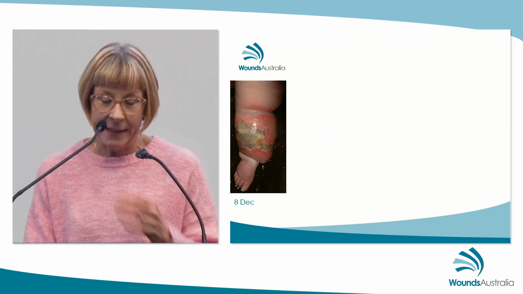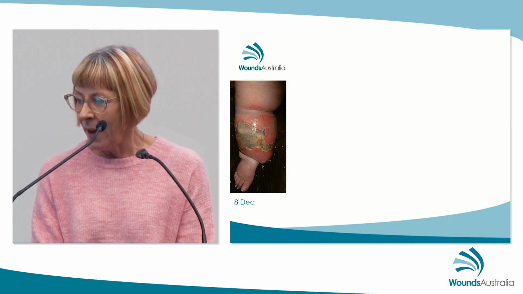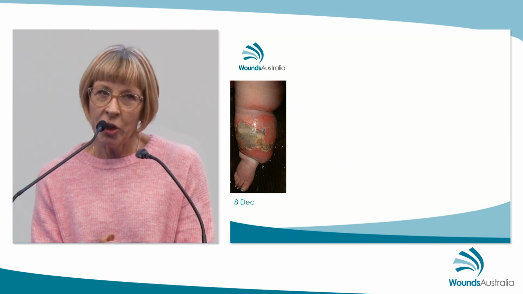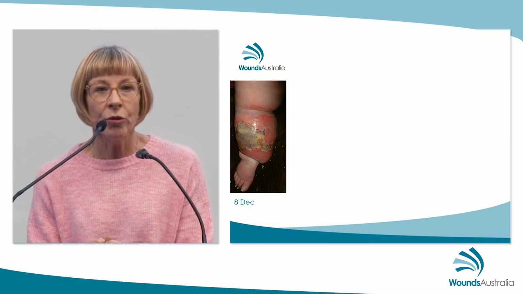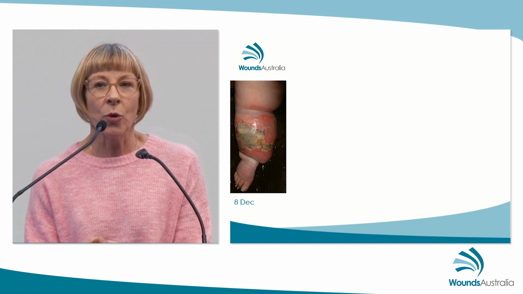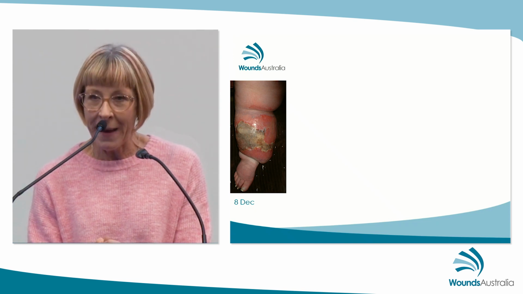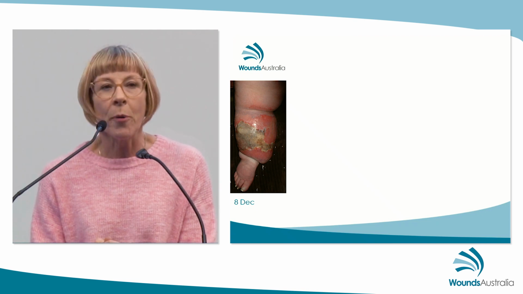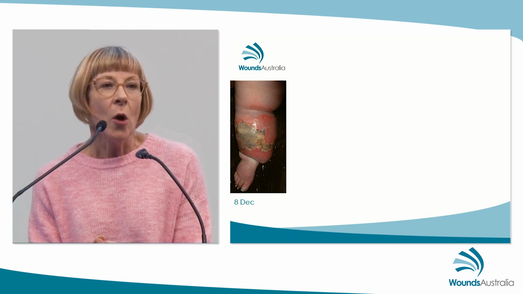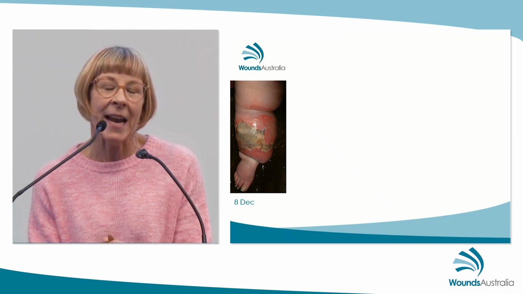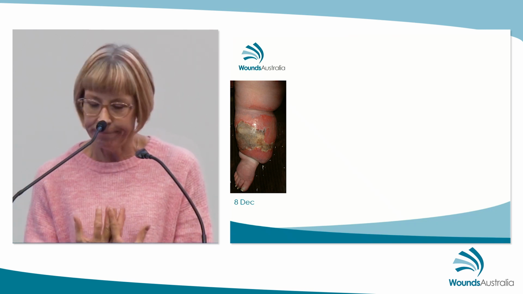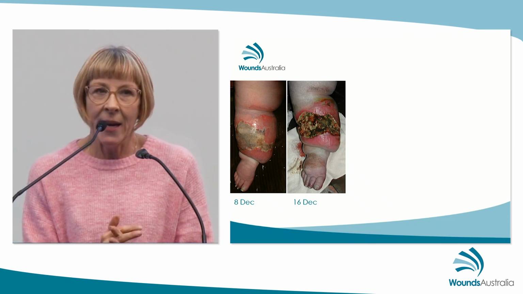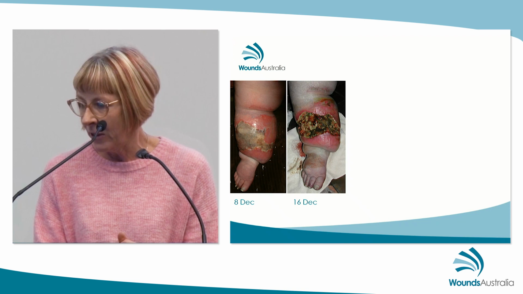Here's a really extensive haematoma in a morbidly obese lady. This lady knocked her leg on a cupboard in her laundry and didn't do anything about it and didn't tell anyone about it for a couple of weeks. So the problem you had here, of course, was you had haematoma in a large amount of fat. By the 16th of December, that had broken down to that extent.